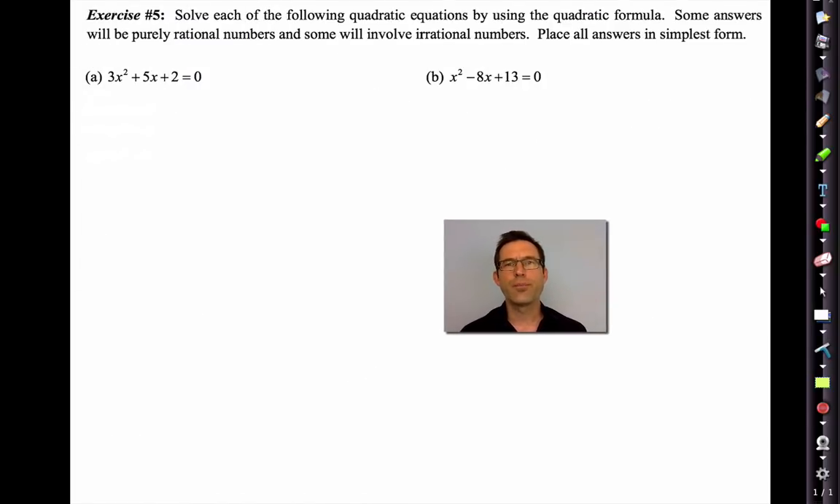Okay, so the last 4 problems that we have are just all practice problems. That's all they are. It says solve each of the following quadratic equations by using the quadratic formula. Some answers will be purely rational numbers, meaning no square roots left, and some will involve irrational numbers. Place all answers in simplest form. There's 4 of these, 2 on this page, 2 on the next. What I'd like you to do is pause the video now, work on these 2. When you're either done or you feel like you can't get any further, unpause the video, we'll go through those 2, and then we'll do the same on the next 2. Pause the video now.